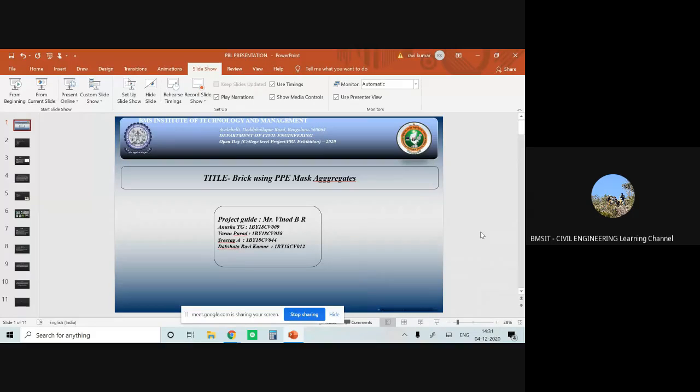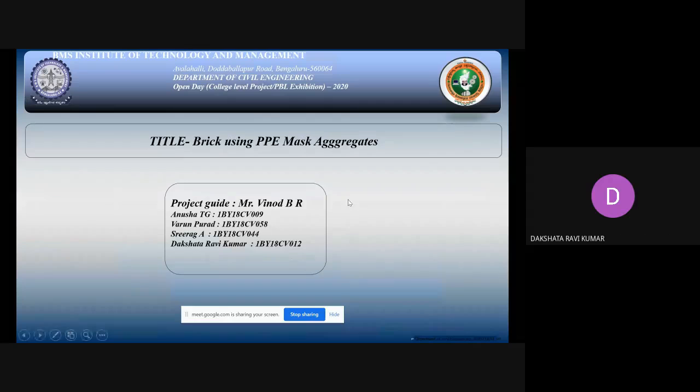I would like to start by welcoming you all, and good afternoon to everyone present here. The team consists of Anusha TG, Varun Purad, Srirag, and I, Dakshata Ravi Kumar. Our project has been guided by Mr. Vinod BR, and the title of our project is Brick Using PPE Mask Aggregates.